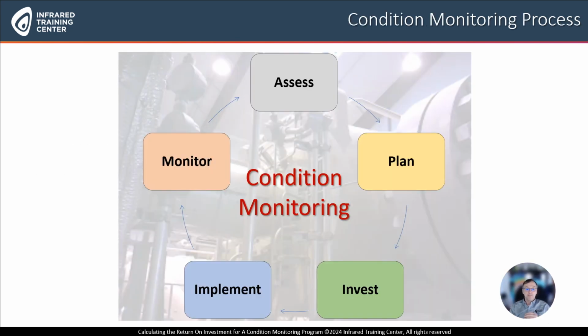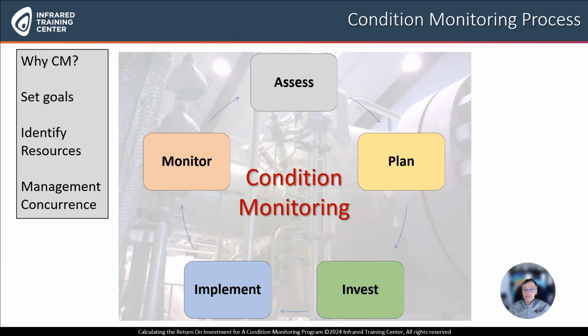So what is the condition monitoring process? Well, the first step is to assess the condition of a system or of a plant. And one of the things we have to answer is why do we want a condition monitoring program? And this is where we would set our goals. We're here to increase production, reduce costs, increase reliability, things of that nature.